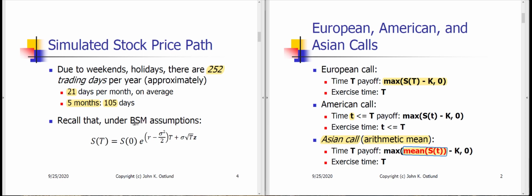Now, remember that from the Black-Scholes-Merton assumptions, we can generate samples of final time stock prices using this formula where we draw a value from the standard normal distribution in order to compute that final time stock price. Okay, so for each draw that we do from a standard normal distribution, that gives us one possible final time stock price following the assumption of the log normal distribution under the Black-Scholes-Merton model.